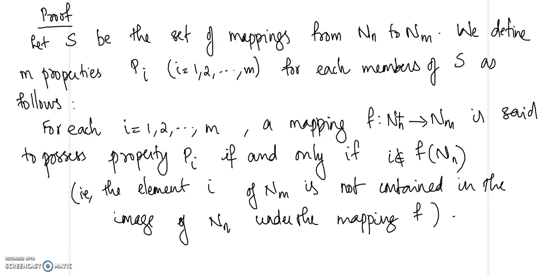So the number of surjective mappings will be the number of elements in S which possesses none of the properties. Okay, so we must have every element belonging to the image set, but it must possess none of the properties. So we can find E of 0.